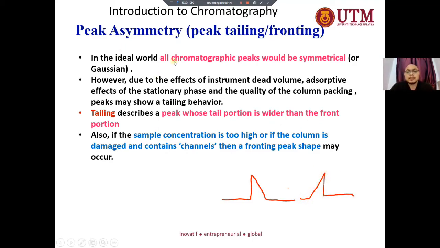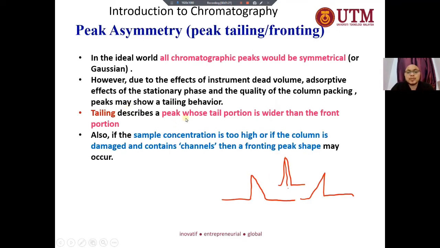In the ideal world, all chromatographic peaks should be symmetrical. However, due to the effects of instrument dead volume, adsorptive effects of the stationary phase, and the quality of the column packing, peaks may show tailing behavior. So we have this kind of problem. The dead volume, adsorptive effects, a mobile phase that is not suitable for your sample, or a column packing that is not that great anymore can affect the peak asymmetry. So it can cause a fronting or tailing peak.